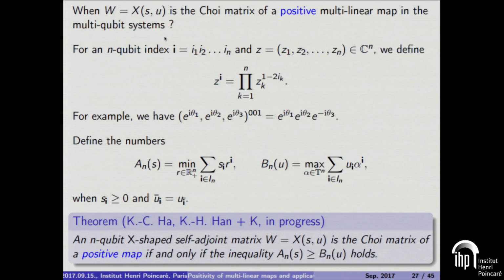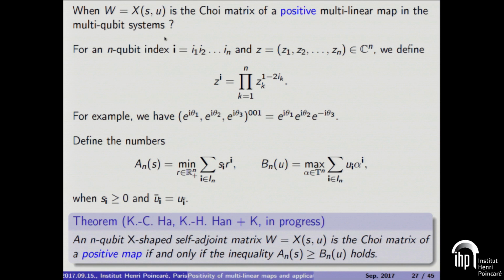Then we define two numbers. This comes from the given diagonal entries here. Then the variable r comes from the n vectors whose entries are non-negative real numbers. We get these monomials, take the sum of all of them, and take the minimum. It's almost the same thing for the anti-diagonal entries, where we take some torus in the complex plane. Then we can show that for the n qubit X-shaped matrix, the Choi matrix of the positive linear map, so we are concerned with positive linear maps whose Choi matrix is X-shaped, this must be positive if and only if this inequality holds.